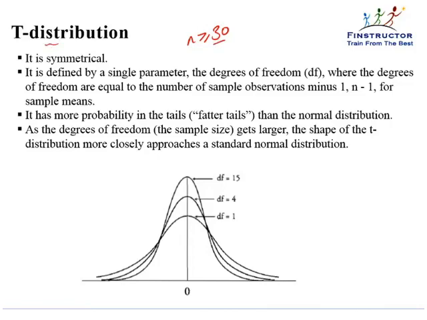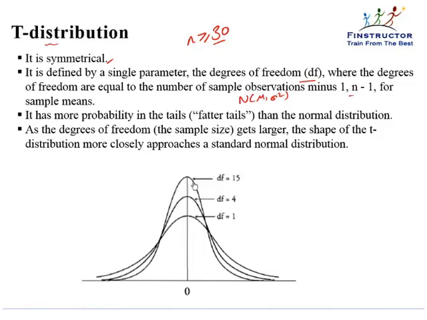So a t-distribution is symmetrical like the normal distribution. It is a bell-shaped curve also like the normal distribution. Unlike the normal distribution that is defined by two parameters, that is the mean and the variance, the t-distribution is defined by a single parameter called the degrees of freedom. The degrees of freedom simply are n minus 1, where n is the size of the sample. So the t-distribution has fatter tails as compared to the normal distribution.